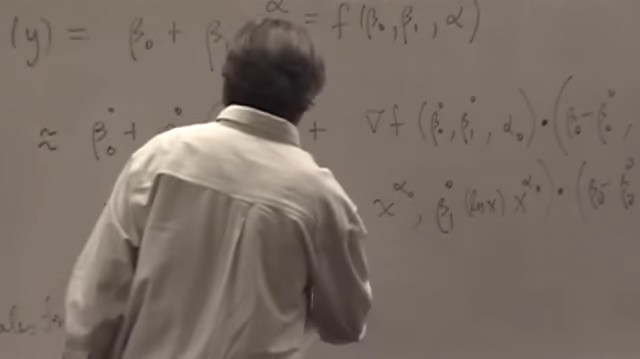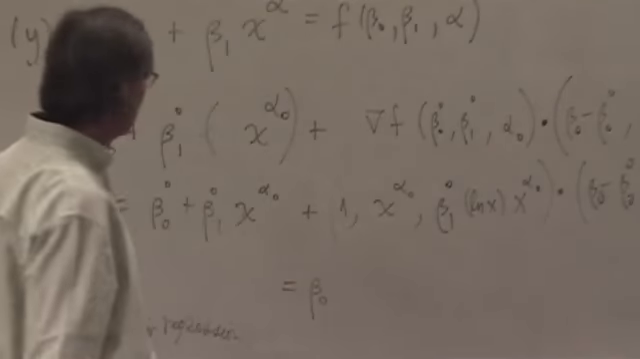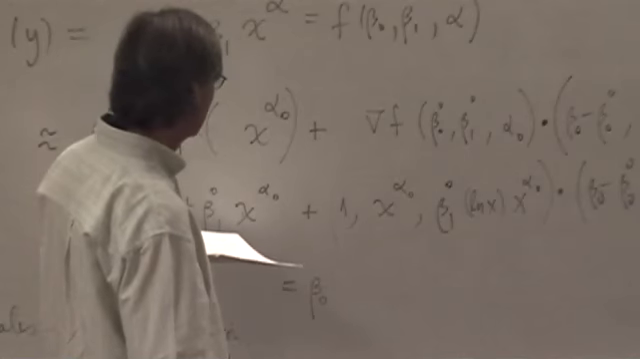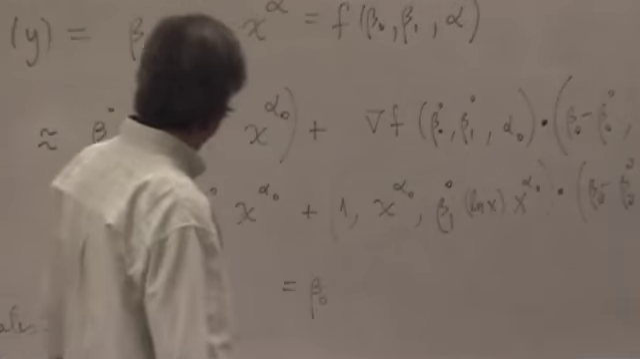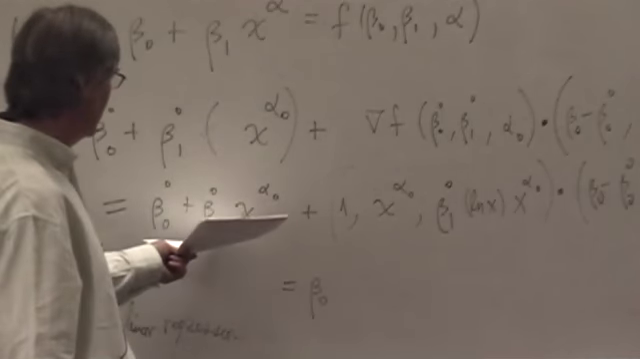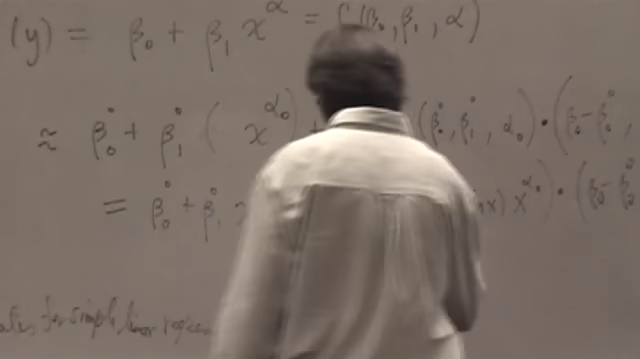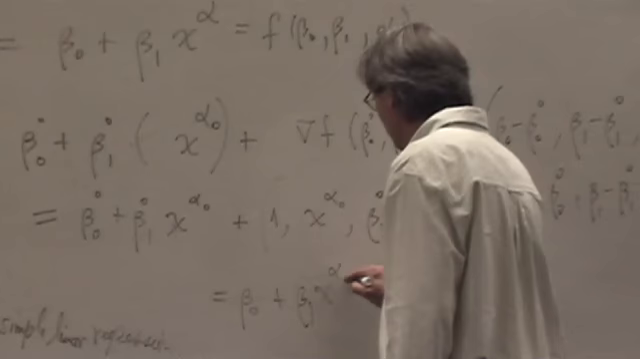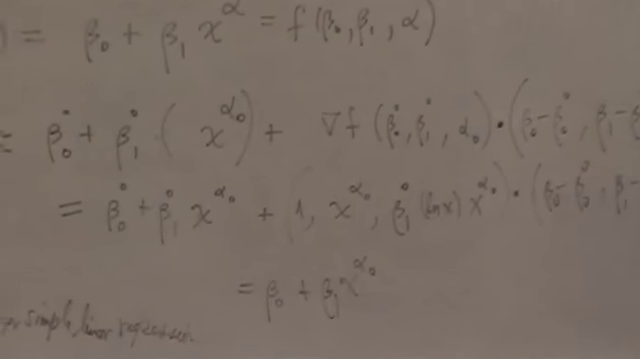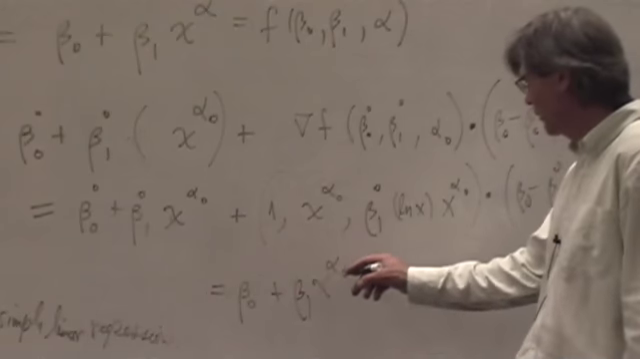So you just get beta 0 without the initial guess. Also, what happens here, you get the x to the alpha naught times beta 1 minus beta 1 super 0, and then cancel the beta 1 super 0 x to the alpha naught. That's why the author didn't talk much about this, because these things cancel. You just get what you'd expect here: beta 0 plus beta 1 x to the alpha naught.